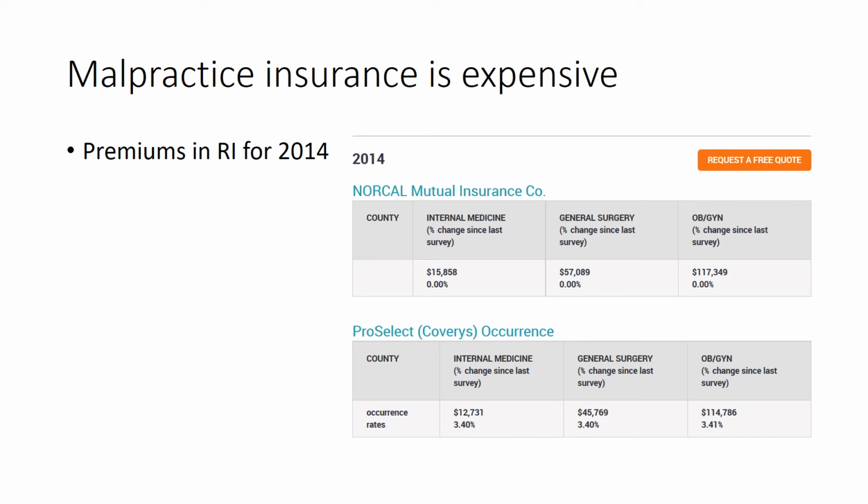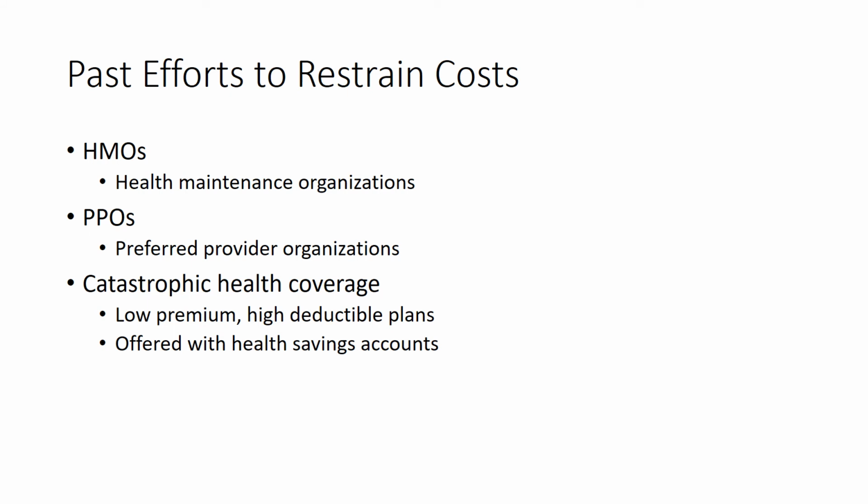$115,000. So for people in these specialty areas where you have a really high malpractice insurance premium, you do end up having to charge more for services just to cover these costs. Okay, so we spend the most. We don't get a lot out of it. Malpractice is an issue, but what can we actually do to restrain costs?